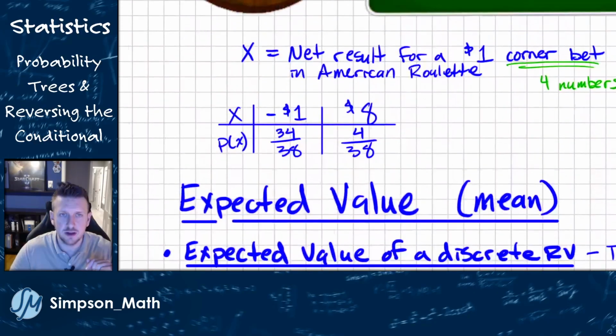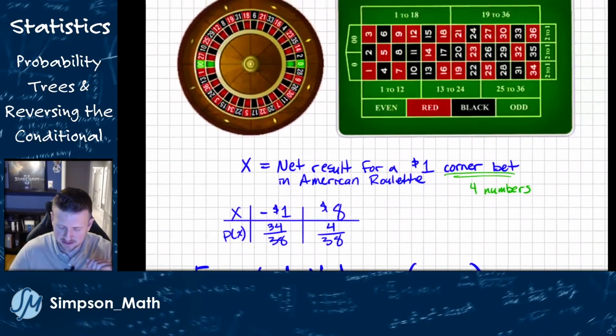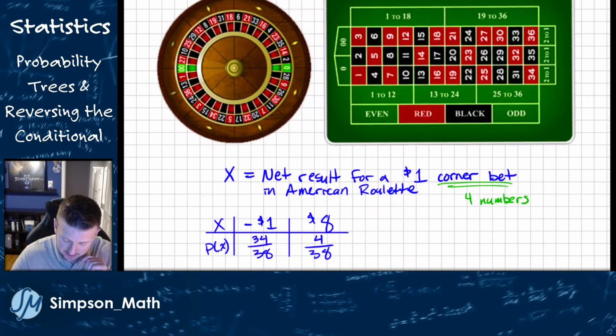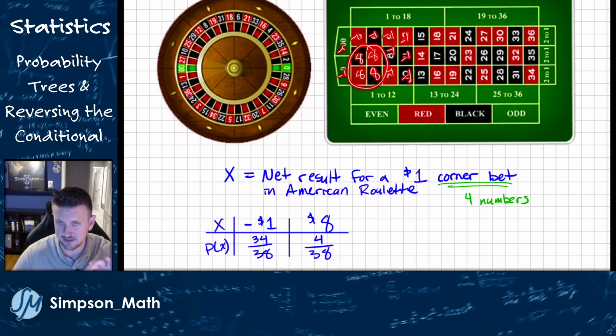Another way of thinking about this process is to imagine that I'm going to put my corner bet here. I could win 8 here, 8 here, 8 here, 8 here. And on all the others, I would lose $1, lose $1, lose $1, lose $1. So if you look at this, I have 34 total negative ones and 4 positive 8s. So let's just average that together.